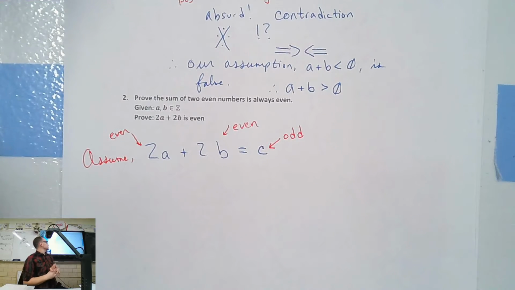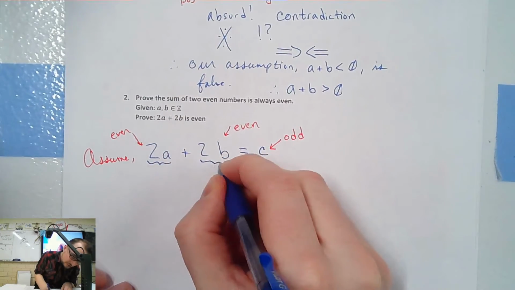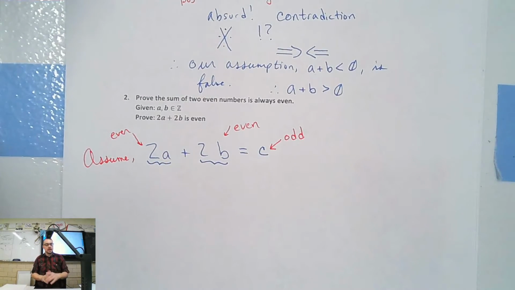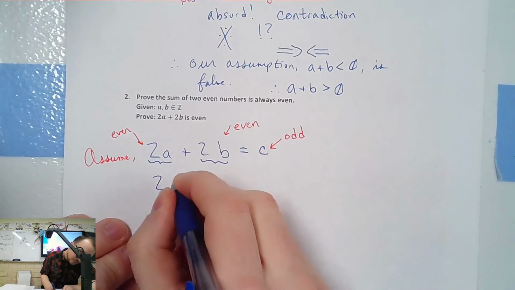So assume that 2 even numbers add up to an odd number. This is our first even number, and this is our second even number. How do we know that they're even? Well, we can divide it by 2, guaranteed. So I'm going to prove that C can't be odd, that it's absurd. Here's what I'm going to do. I'm going to pull out a 2 from both.